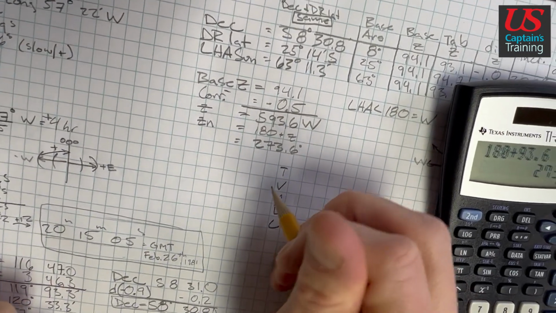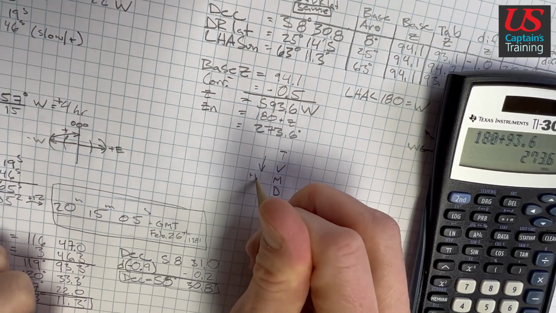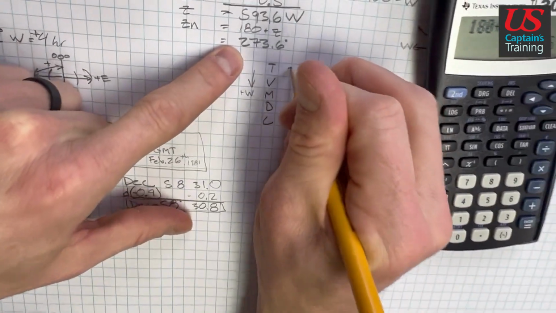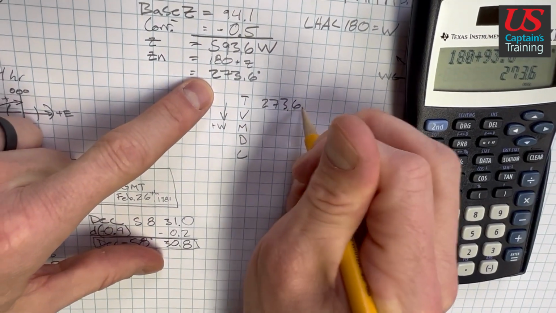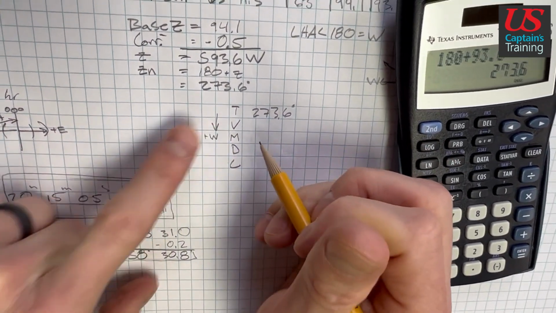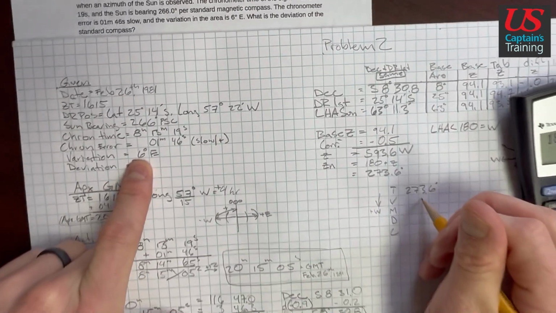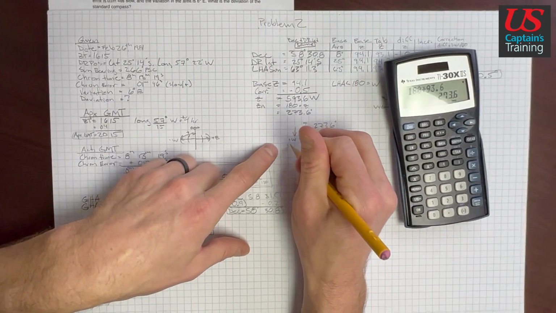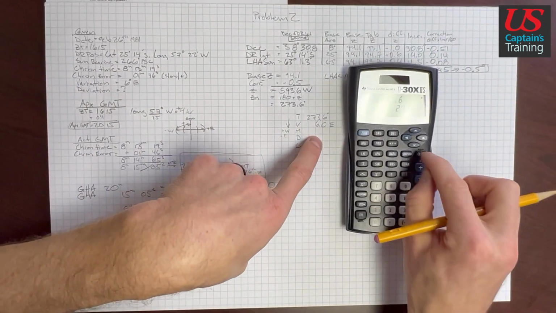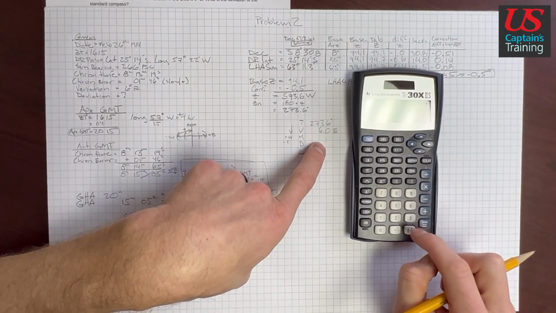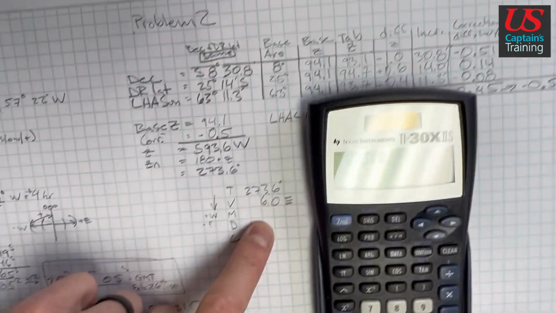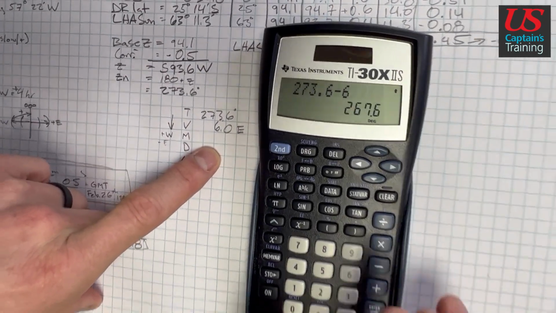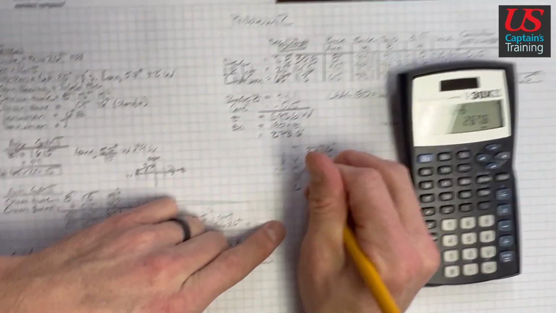And now we can put it in our TVMDC and correct this compass. When we're going down, we add west. And true, we just calculated true, 273.6 degrees. Variation was given 6.0 east. And when we're going down, we add west, we subtract east. So 273.6 minus 6 equals 267.6.